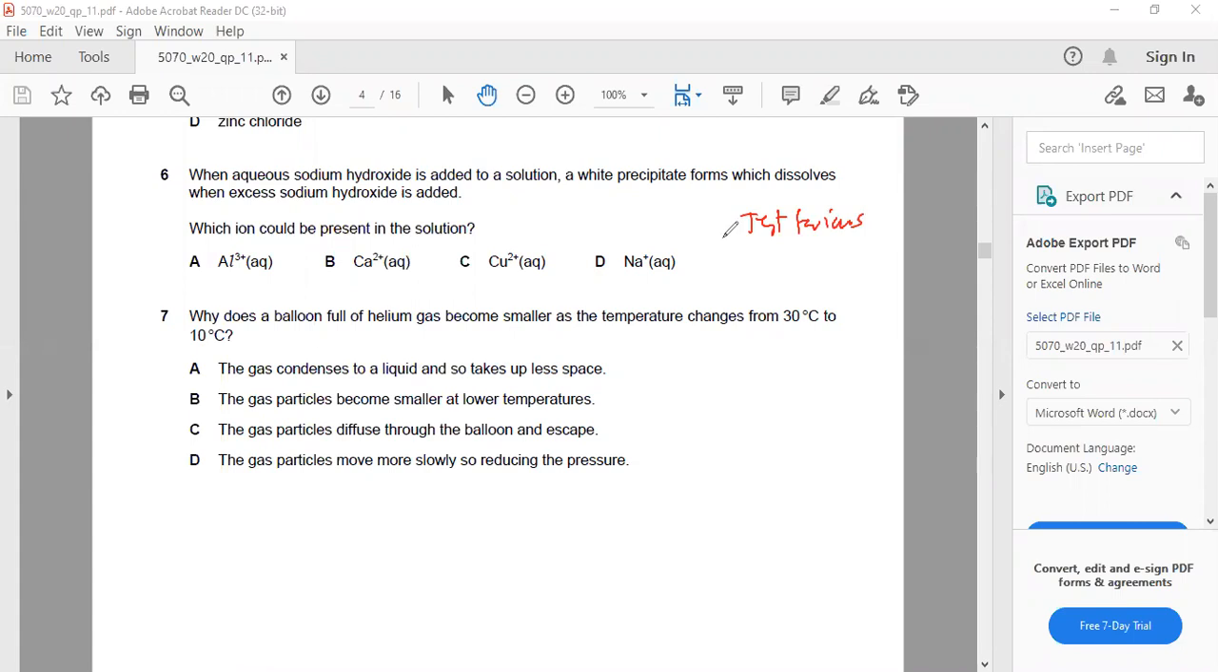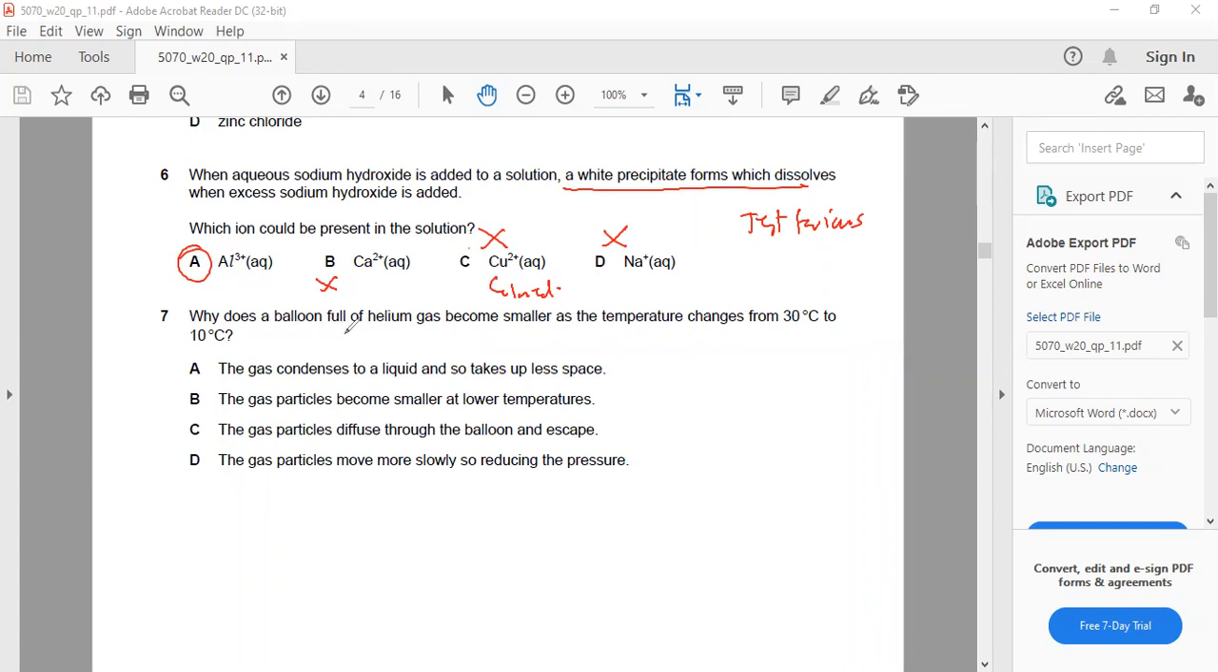Okay, so obviously we can eliminate copper, because the precipitate with sodium hydroxide is colored, not soluble. A precipitate which dissolves in excess means calcium is also wrong. So A, aluminum, is the answer. You have to memorize the tests for ions. Add NaOH, and excess is soluble.